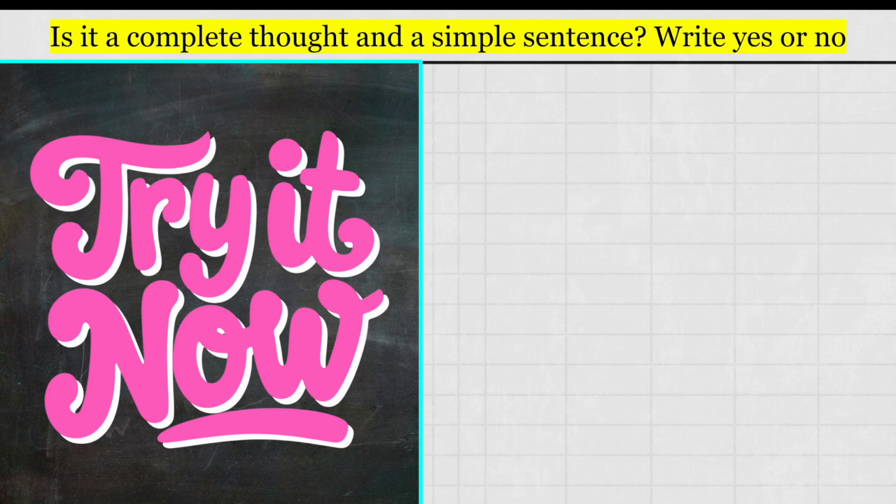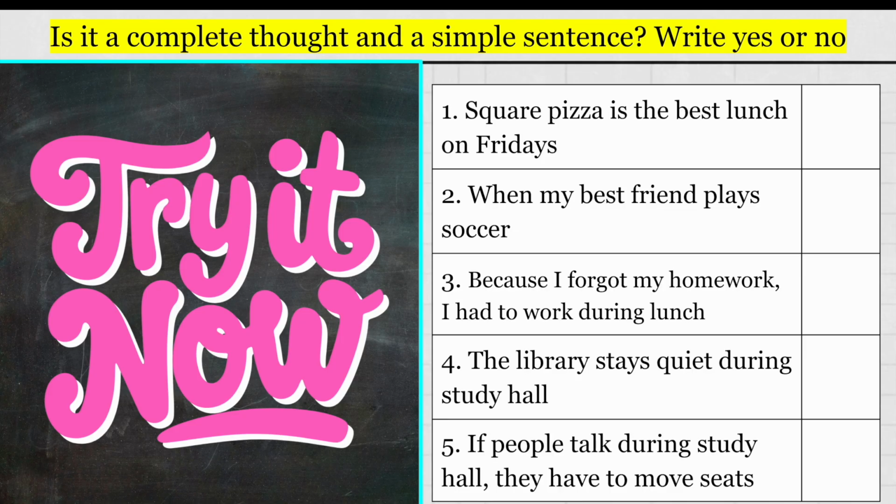We're going to try it on our own. I want you to write yes if it's a complete thought and a simple sentence, or no if it's not. So if you are watching the video, you can click pause now to do this. If you have the worksheet, you can use the worksheet. If not, you can just number 1 through 5 on your paper. And when you're ready to keep moving on to find the answers, click play. We're back. Let's check and see how you did.